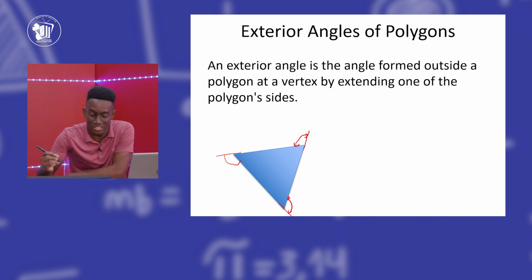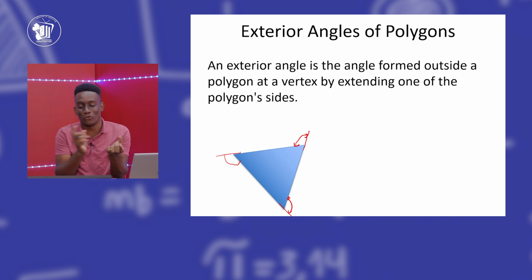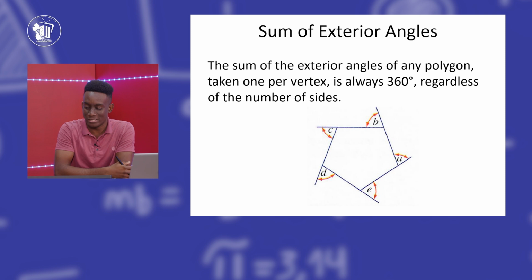So it doesn't matter. As long as you extend a side, the angle formed between the vertex and the external part would be the external angle. So let's look at this other example.